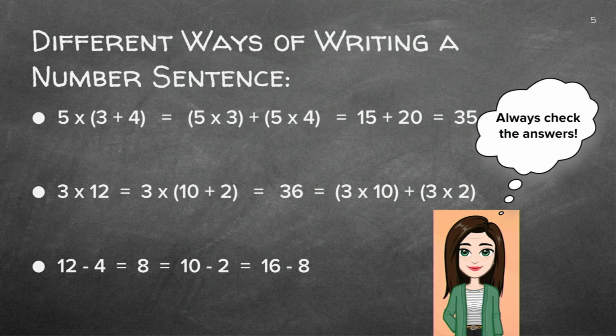The bracket tells me that I have to do this first. So 3 plus 4 equals 7. So 5 times 7 will be 35. Now this equal sign is telling me that whatever is on the right hand side must have the same value. So now I go and I say 5 times 3 equals 15. And 5 times 4 equals 20. So 15 plus 20 equals 35. The same here. 15 plus 20 equals 35.